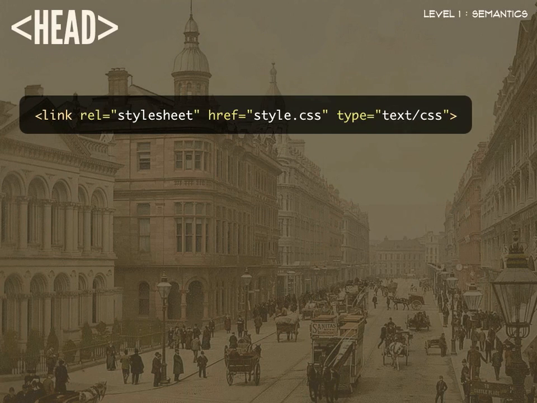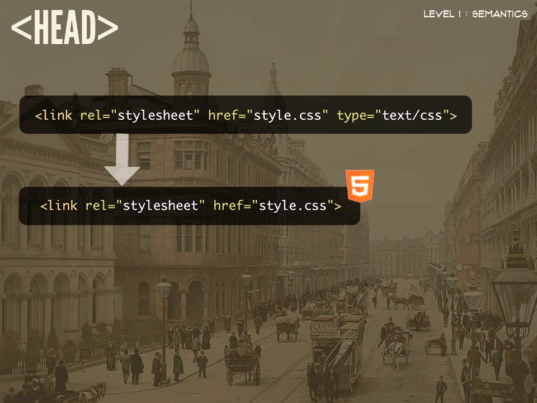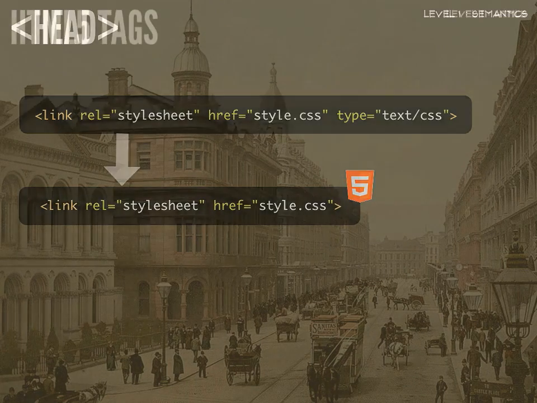And then also when we look at our links, we no longer have to include the type attribute. So instead of needing to type text/css or text/javascript, we can go ahead and leave that out. So our link elements look like this, rel stylesheet and then the actual link URL.